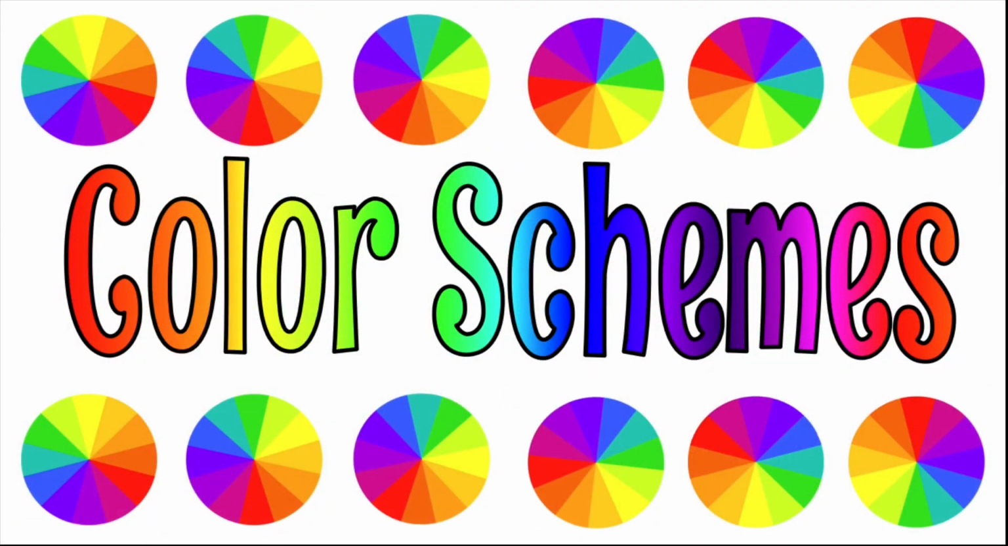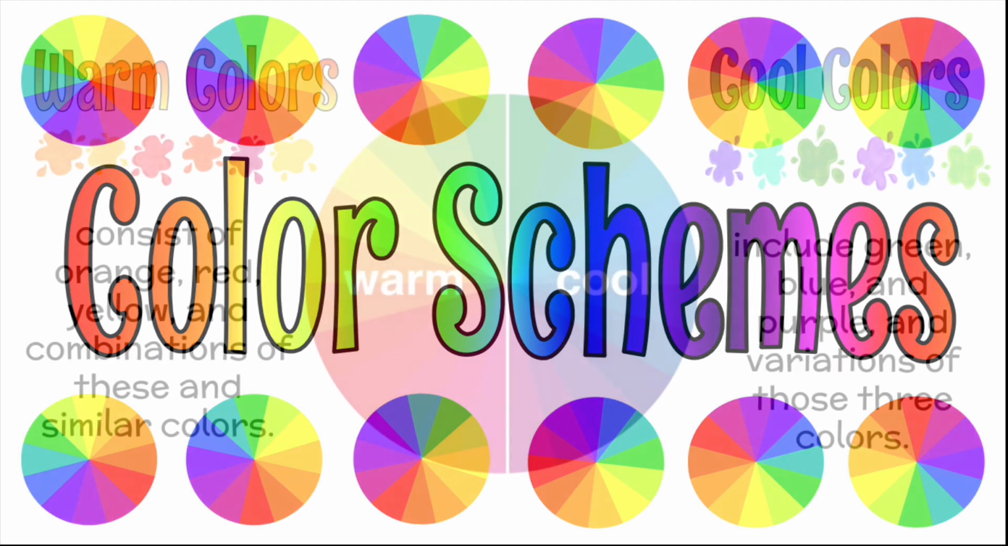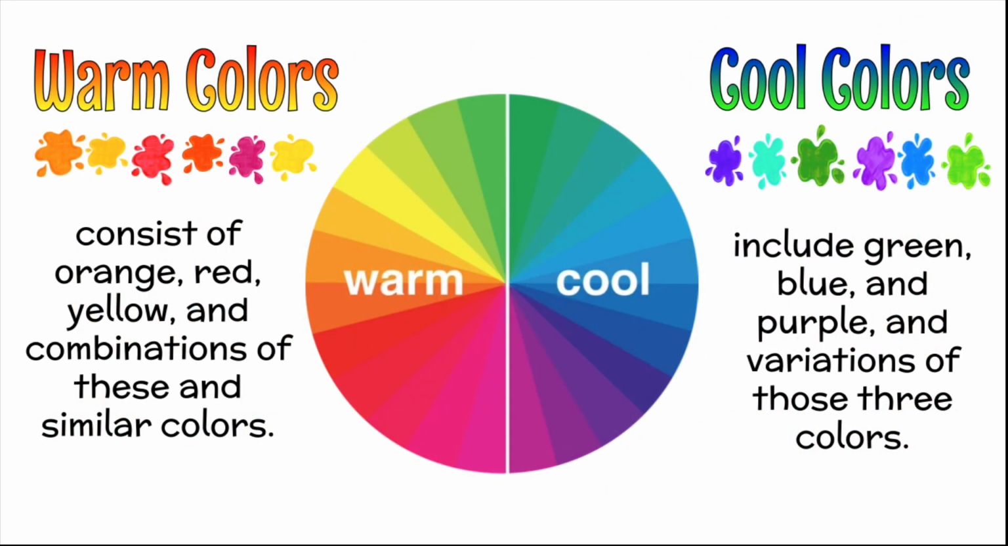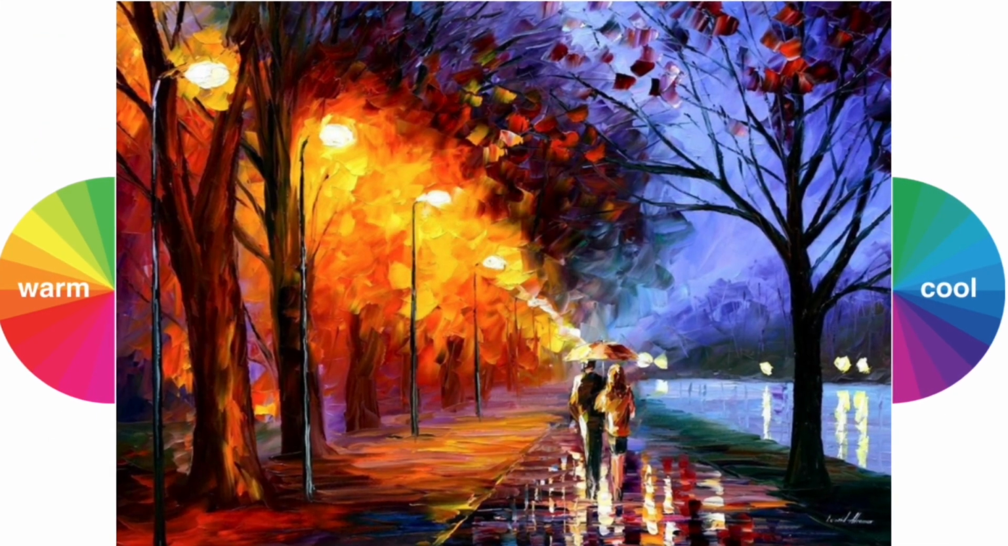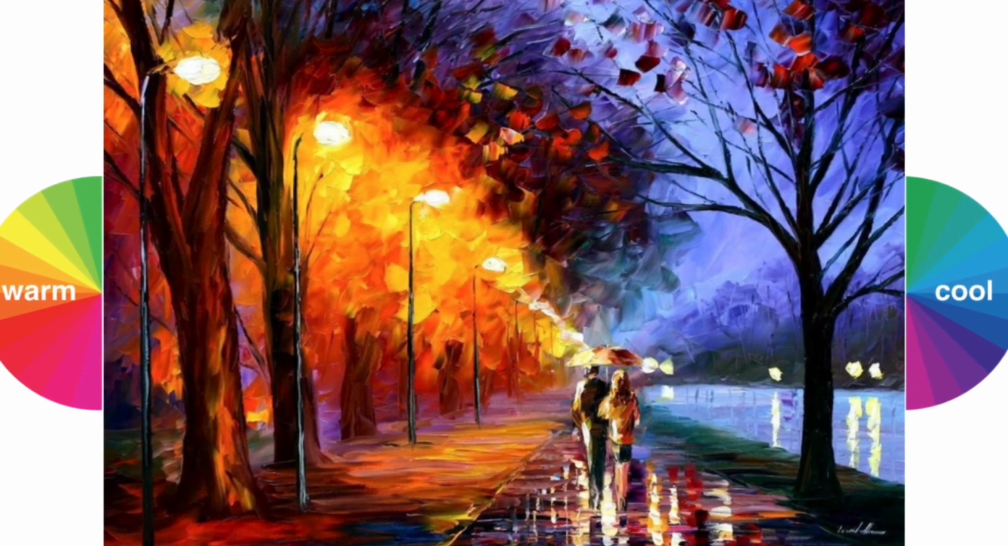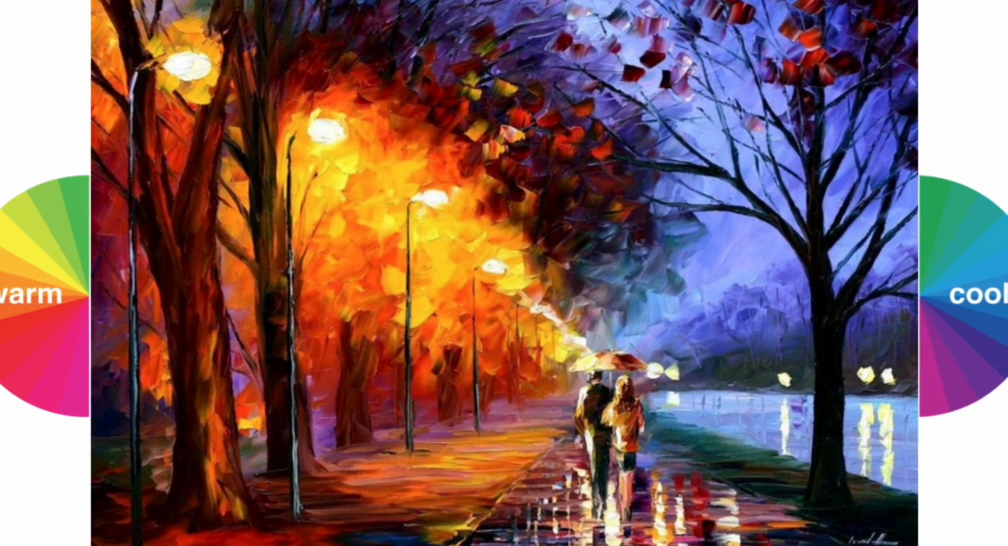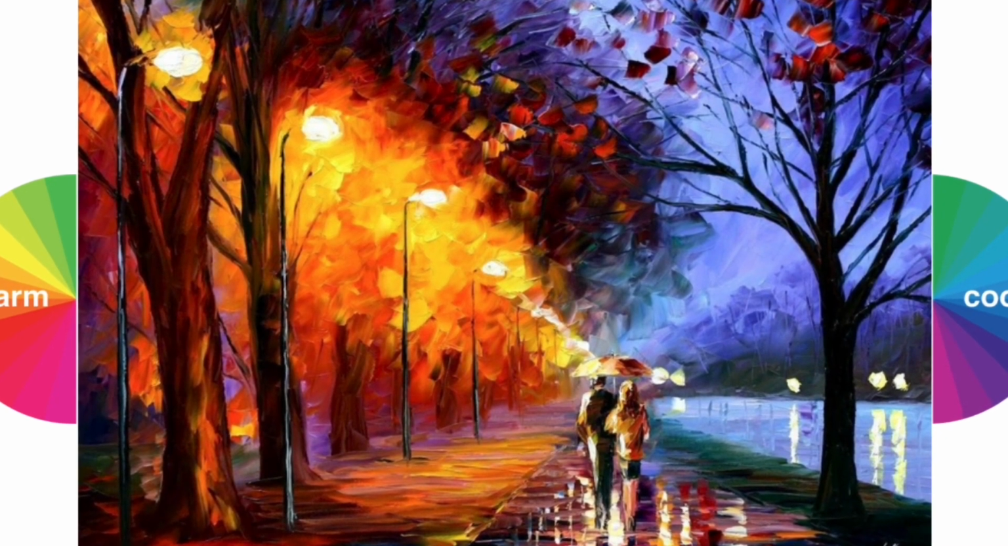In color theory, a color scheme is the choice of colors used in various artistic and design contexts. Warm colors such as red, yellow, and orange invoke warmth because they remind us of things like the sun or fire. Cool colors such as blue, green, and purple, or violet, evoke a cool feeling because they remind us of things like water or grass.